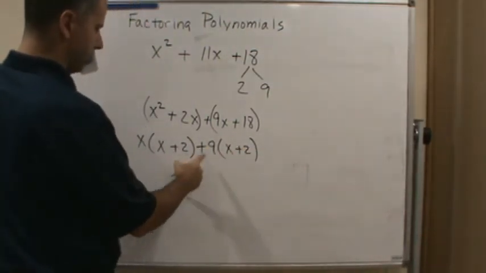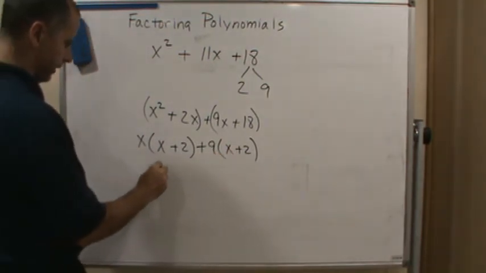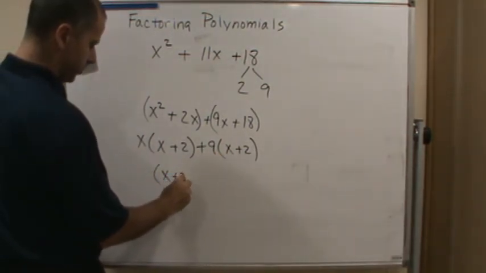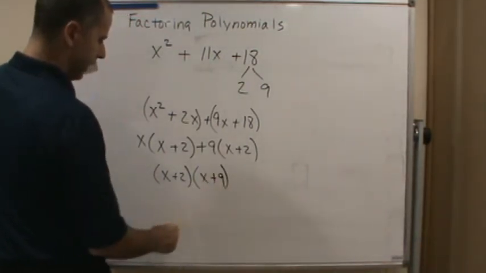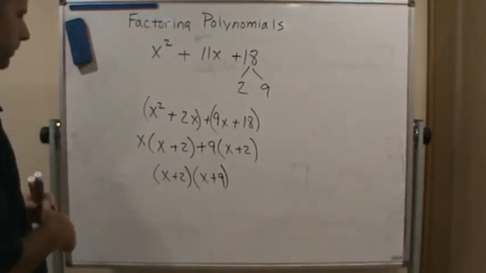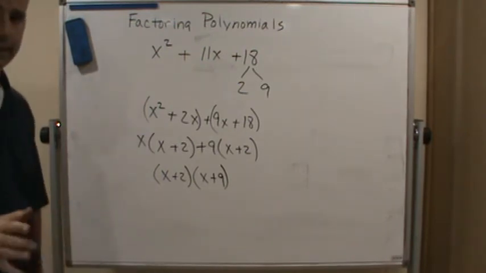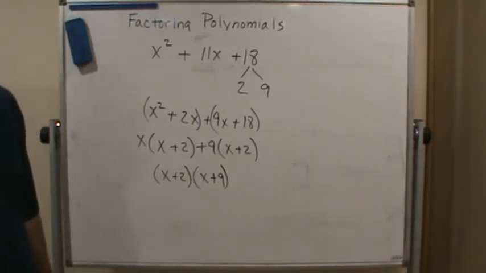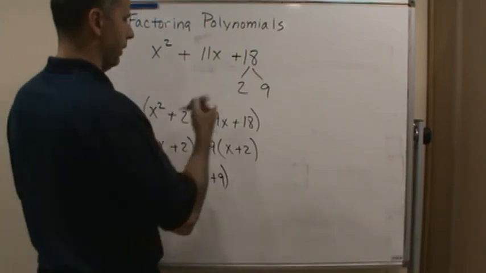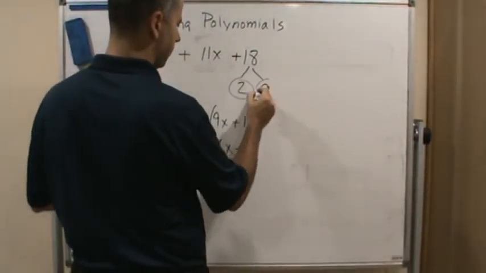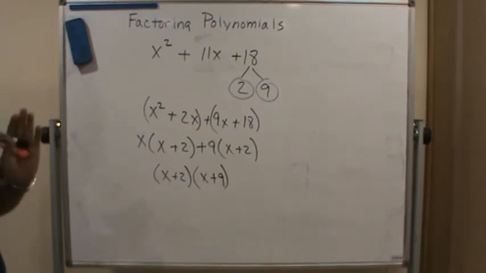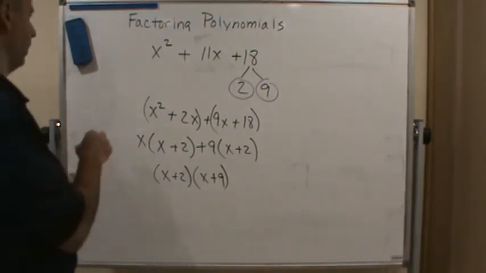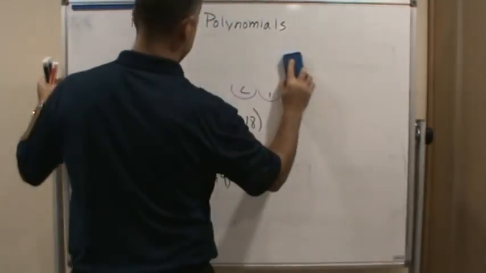And now I'm going to factor out the x plus 2, right? So I get x plus 2 times x plus 9. Look at that. Same thing happened. So guess what? If the leading coefficient is 1, all you have to do is find the 2 factors that add up to the middle term, and that gives it to you. So let's do one more.